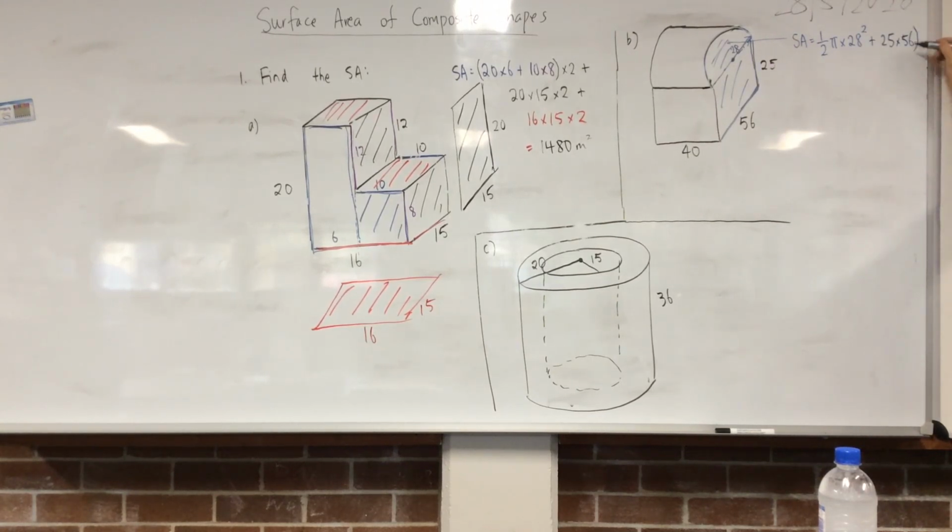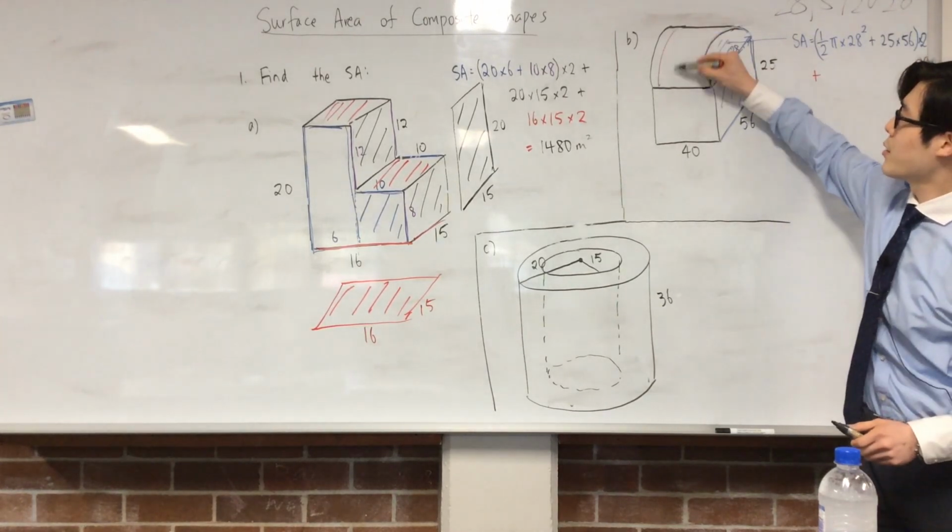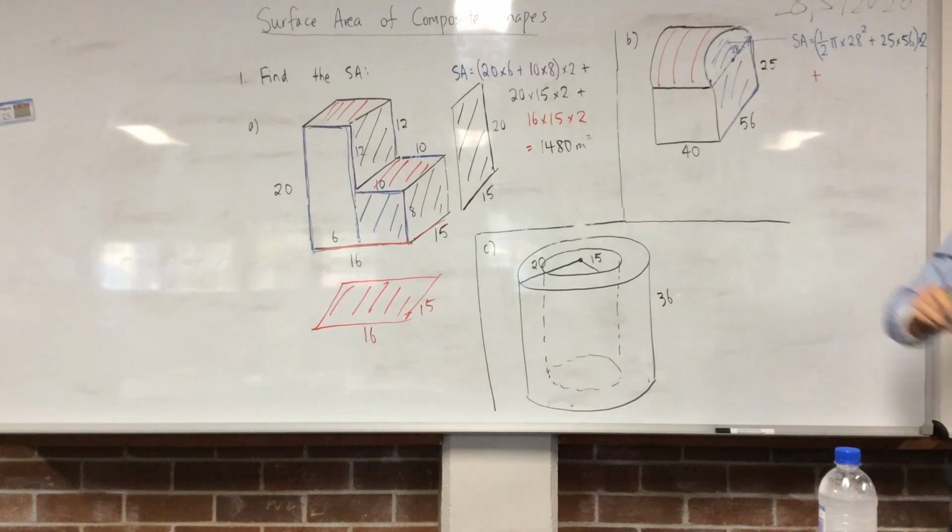Now I'm going to times the whole thing by 2, okay, for the front and the back. Yep. I'm going to now find the area of the curved shape of the semicircle.